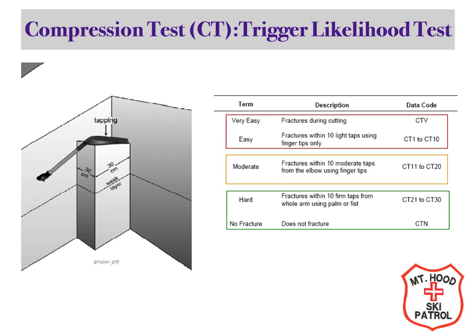The compression test evaluates an isolated column of snow for the likelihood of a trigger event under increasing trigger forces. The table on the right indicates the categories of failures. Anything other than hard or no fracture indicates instability. Let me repeat that. Anything other than hard or no fracture indicates instability.